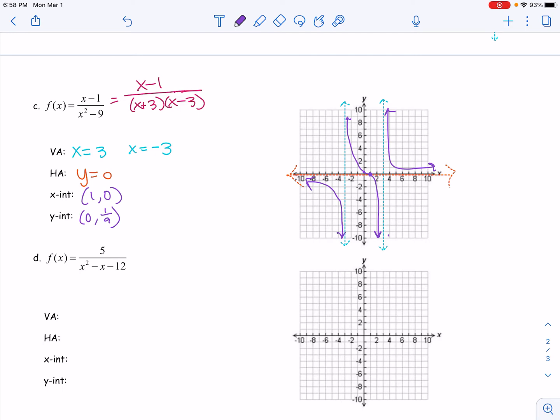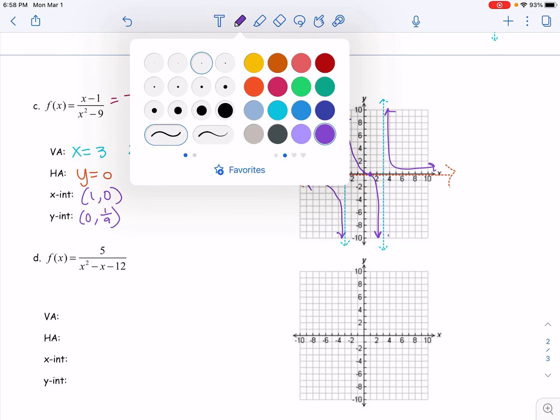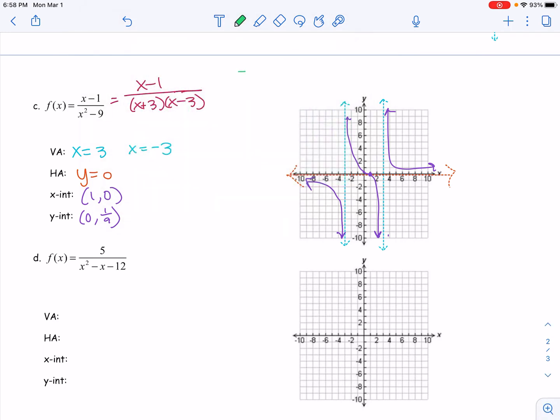For example, if I plug in -6 into this equation, -6 minus 1 is going to be a negative number at the top, divided by -6 plus 3, which is also a negative number, times -6 minus 3, which is also another negative number, which means we have a negative divided by a positive, which is a negative. So when x is -6, the y value is negative. Well, that means we did this right because we're in the bottom half. We're in the negative realm.